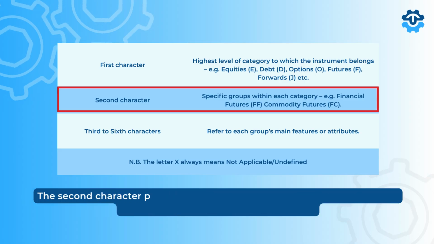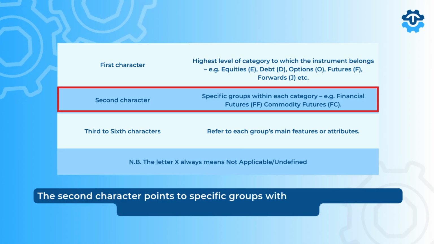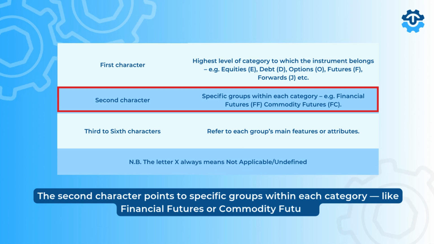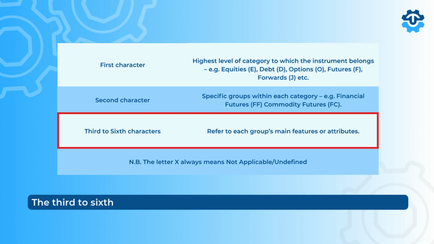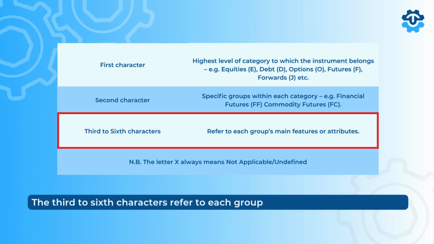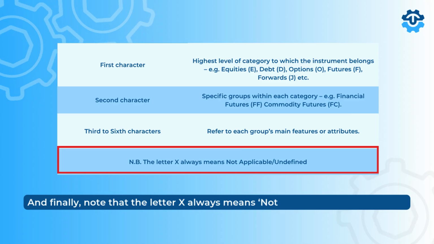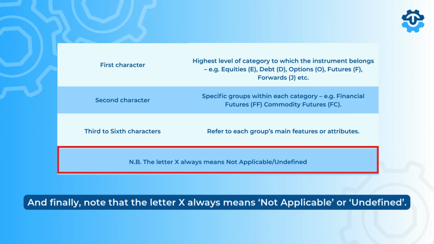The second character points to specific groups within each category, like financial futures or commodity futures. The third to sixth characters refer to each group's main features or attributes. And finally, note that the letter X always means not applicable or undefined.